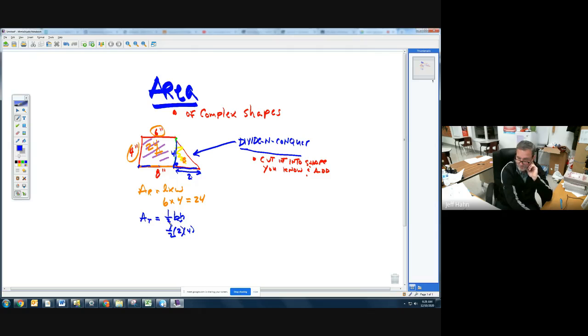At this point, you can multiply any way you like. It doesn't really matter to me. 2 times 4 is 8, and 1/2 of 8 is 4. So 4 is the area of the triangle, so I put 4 up here.